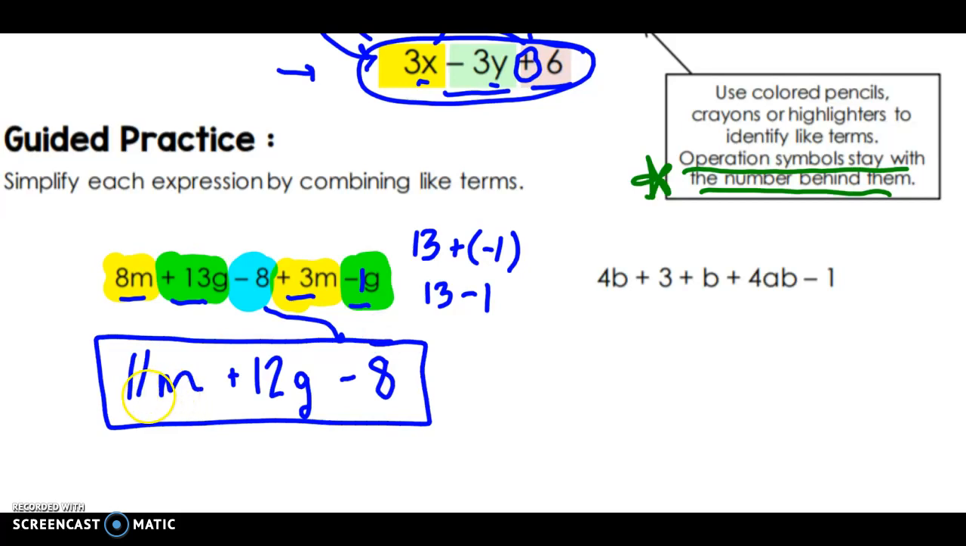Again, I'm just going to double check. I have an M term, I have a G term, and I have a constant, and none of those can be combined anymore, which is why this is my final answer. So let's try one more together.